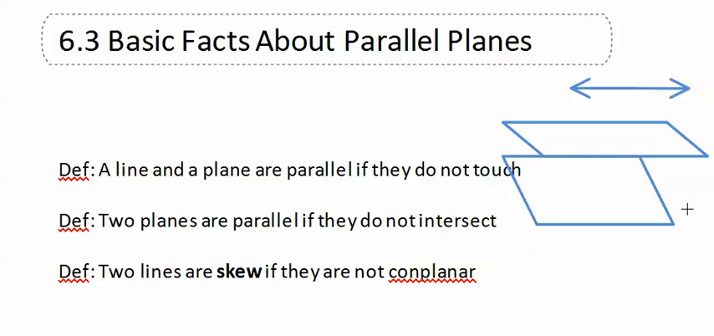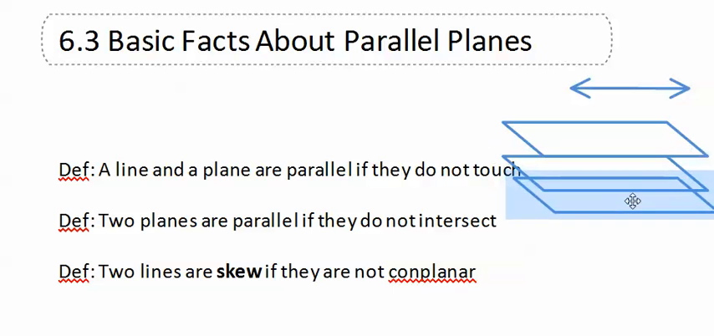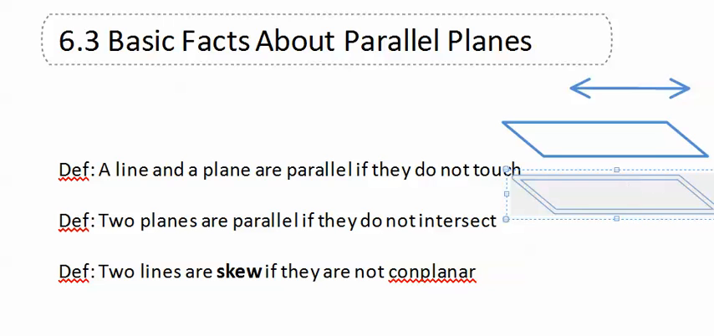If I have two planes that continuously keep the same distance, they are considered parallel. Now, something that's a little bit different is that two lines are considered what's called skewed if they are not coplanar.